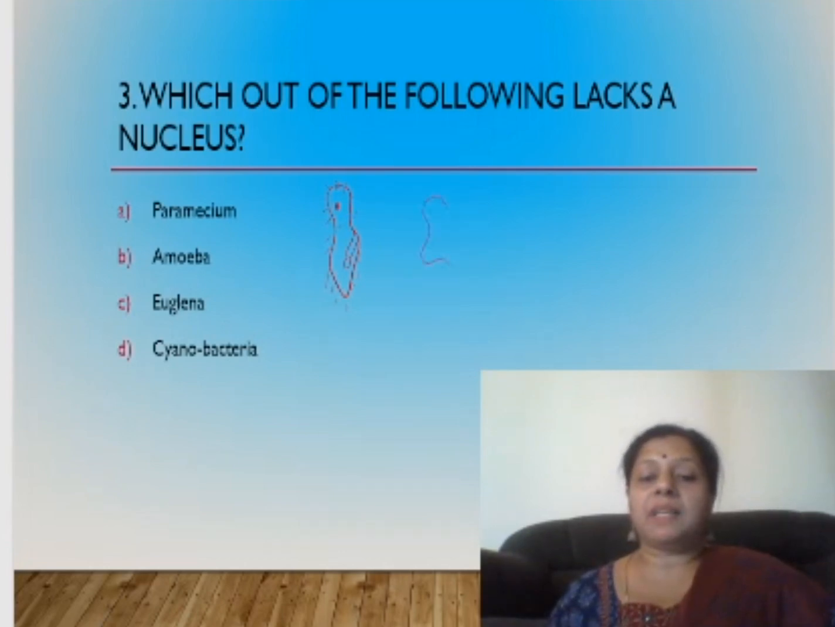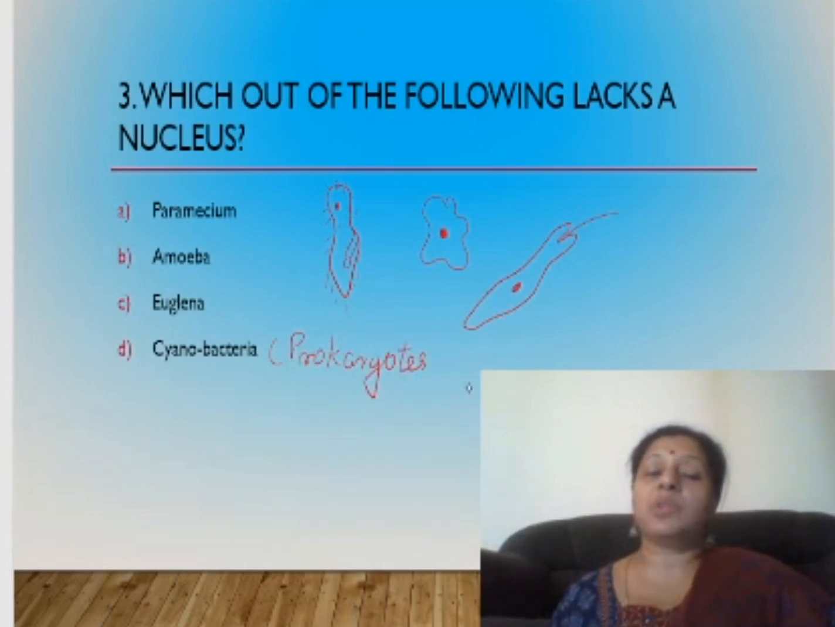But amoeba, you know, doesn't have a proper or fixed shape. It keeps changing because of pseudopodia, but amoeba also has a nucleus. Euglena is another organism which is also having a nucleus. So cyanobacteria, when we talk about, is an example of prokaryote, and we know prokaryotic organisms do not have a well-defined nucleus, but they have an undefined nuclear region called a nucleoid.